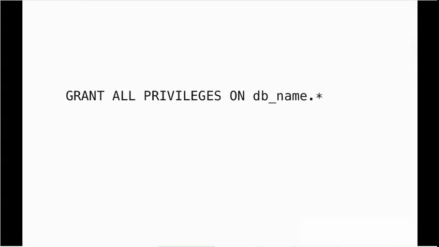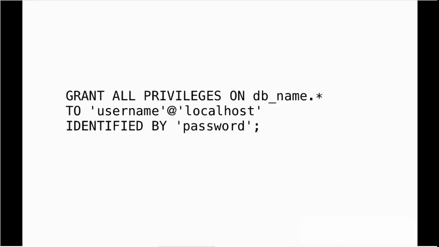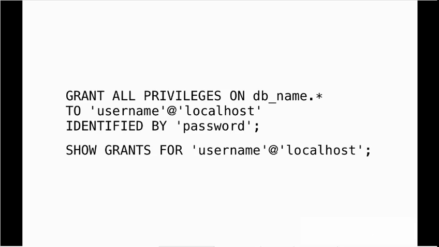All we have to do is have a simple command where we say grant all privileges on our database name, followed by a dot and an asterisk. That means all tables on that database, to whatever the username is at localhost, identified by password. The fact that it's from localhost means that the user can only log in from the same computer. You won't be able to remotely log in from another IP address as this user, only locally. And then after we create those privileges, we can just check that they were there by using the command show grants for, and it'll show us the privileges that have been assigned for that user.